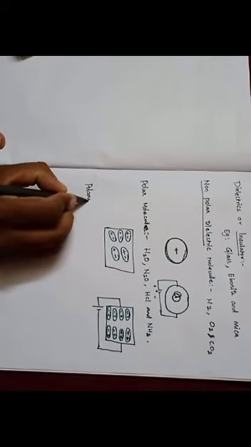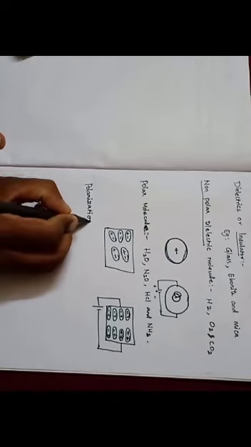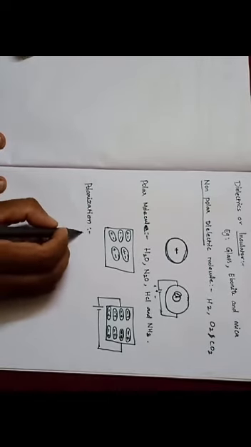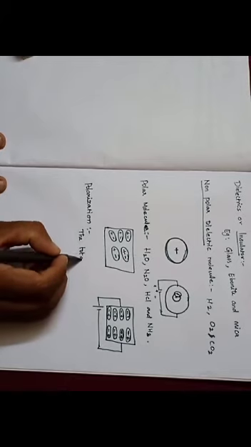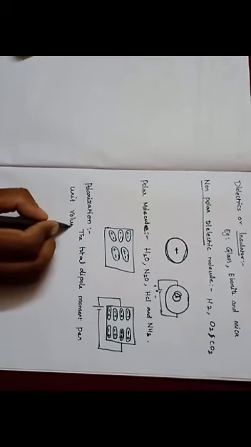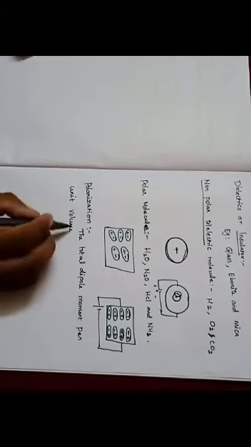Using this concept, we are going to give the definition of polarization. What is polarization? Polarization is defined as the total dipole moment per unit volume. The total dipole moment per unit volume is called polarization.